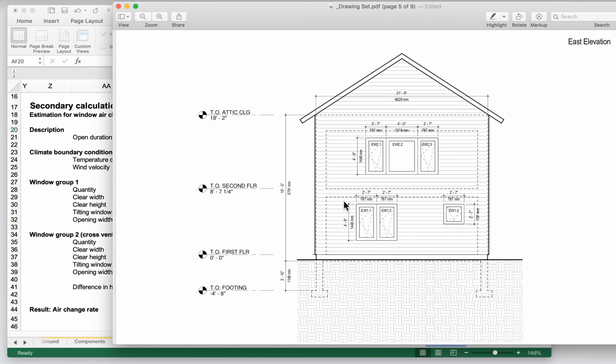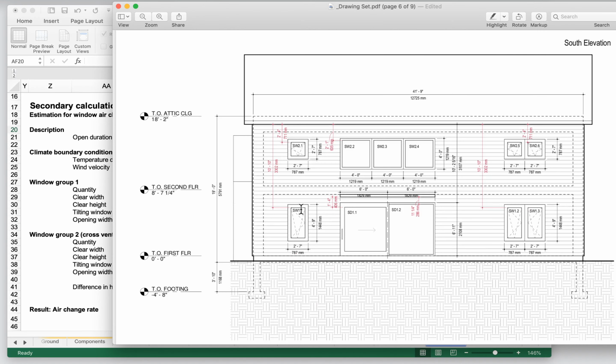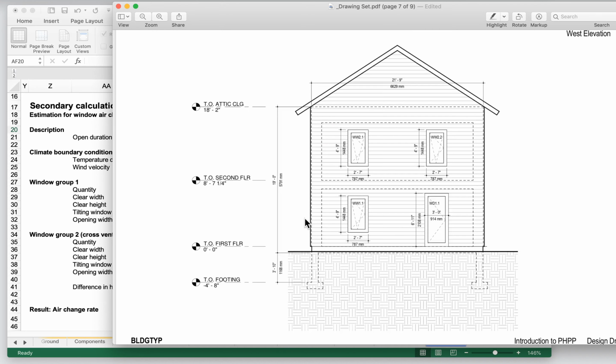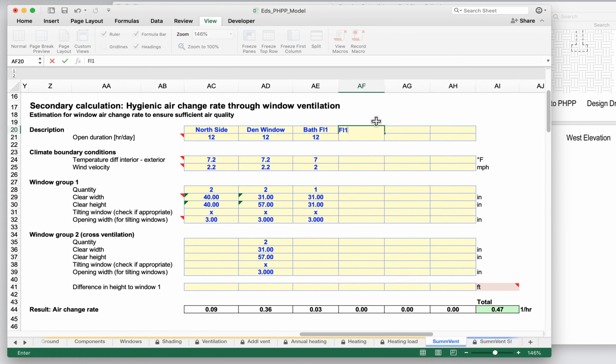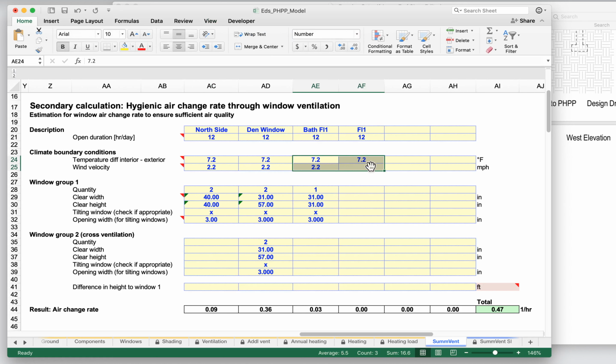What else do we have? We've got this guy here, 2'7" by 4'9", that's the mechanical, and then we've got another one here, 2'7" by 4'9". So I'll just call these floor 1 windows because they're both the same. We'll say 7.2. Whoops, that's just a display thing with Excel, let me correct that. 2 windows. We said they're 31 inches wide by 57 inches tall. They are tilt and they are open 3. All right, so there's my first floor window.